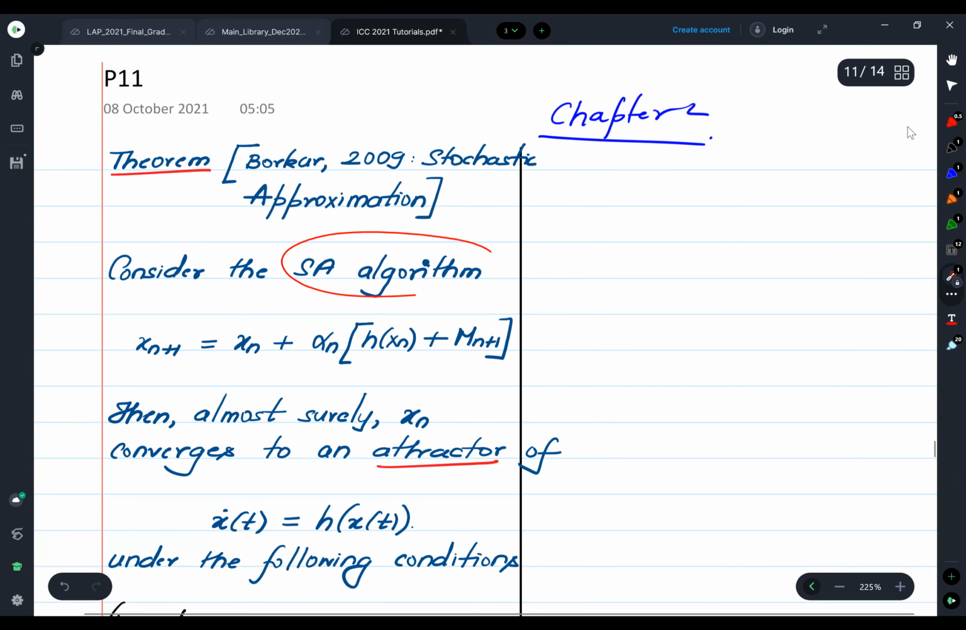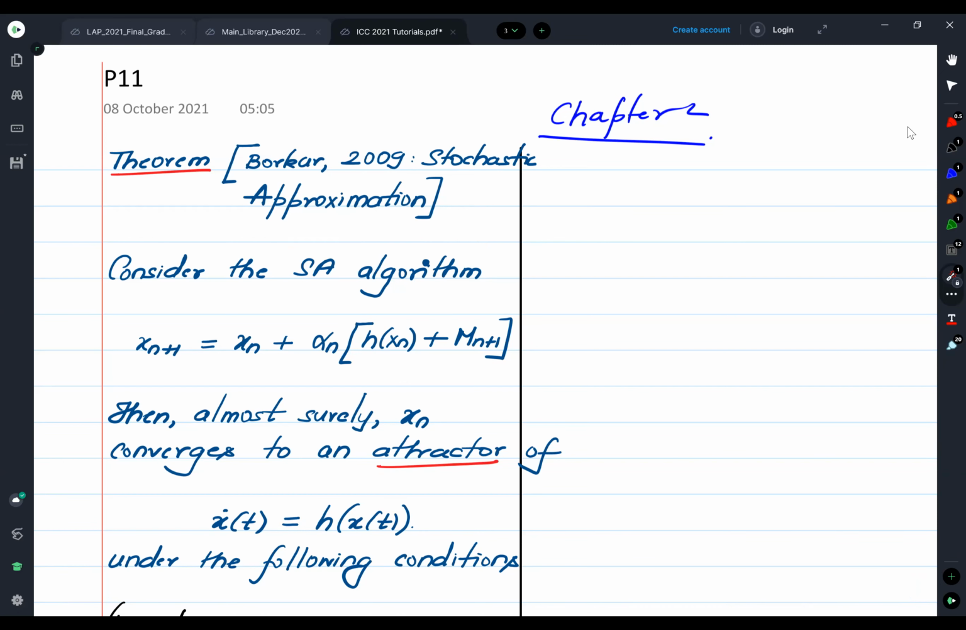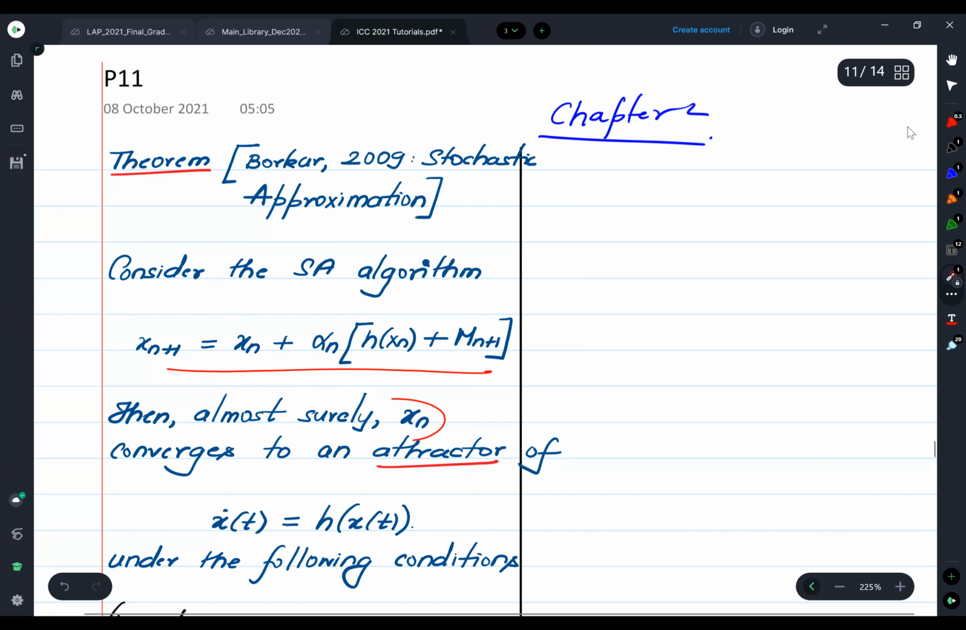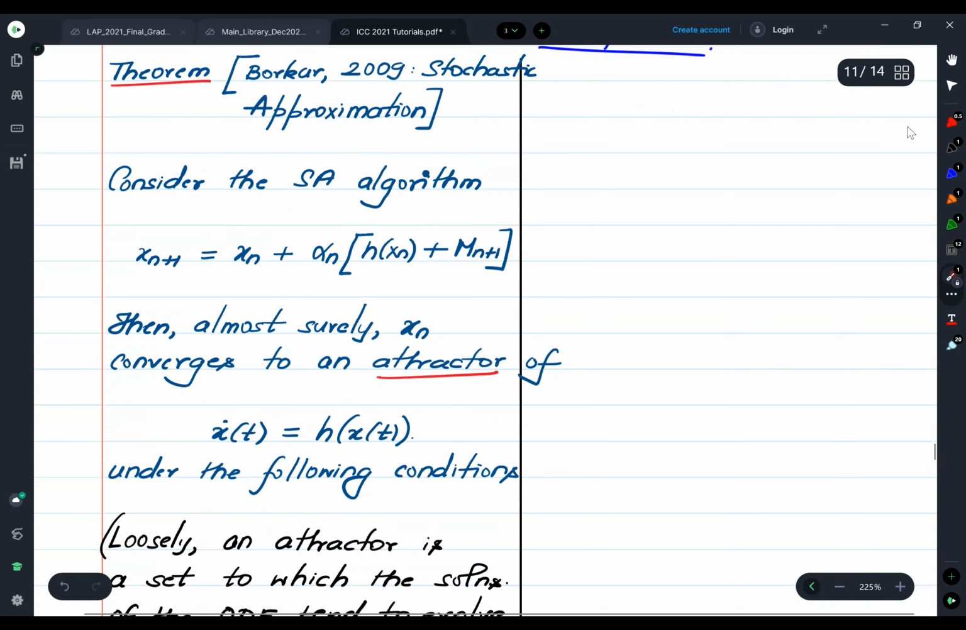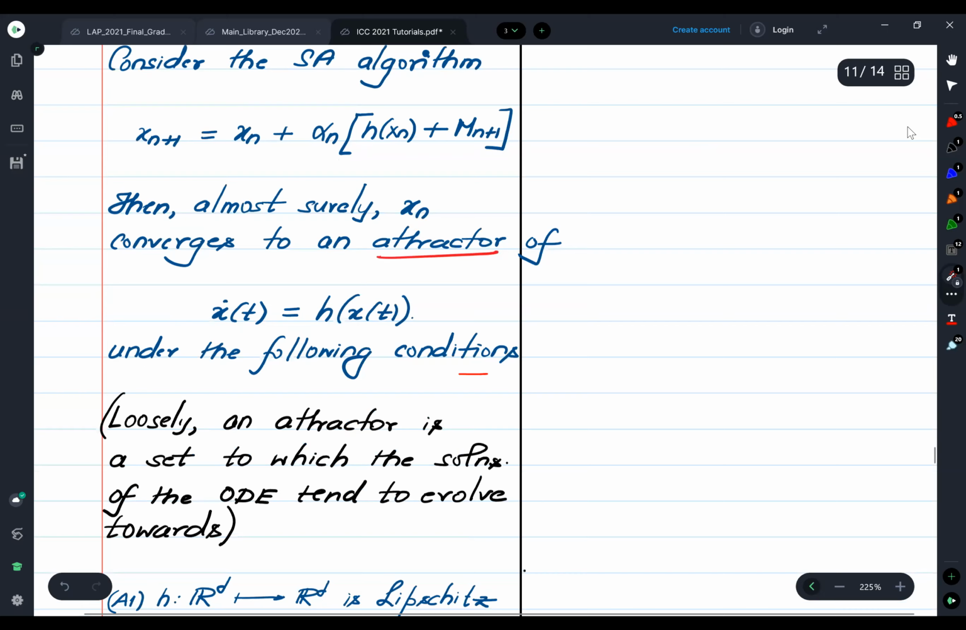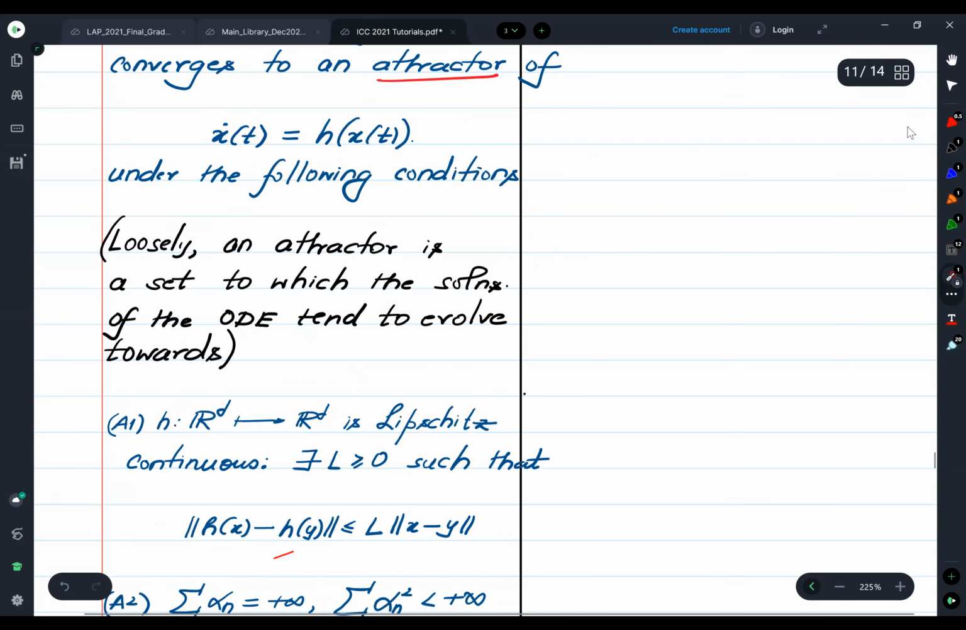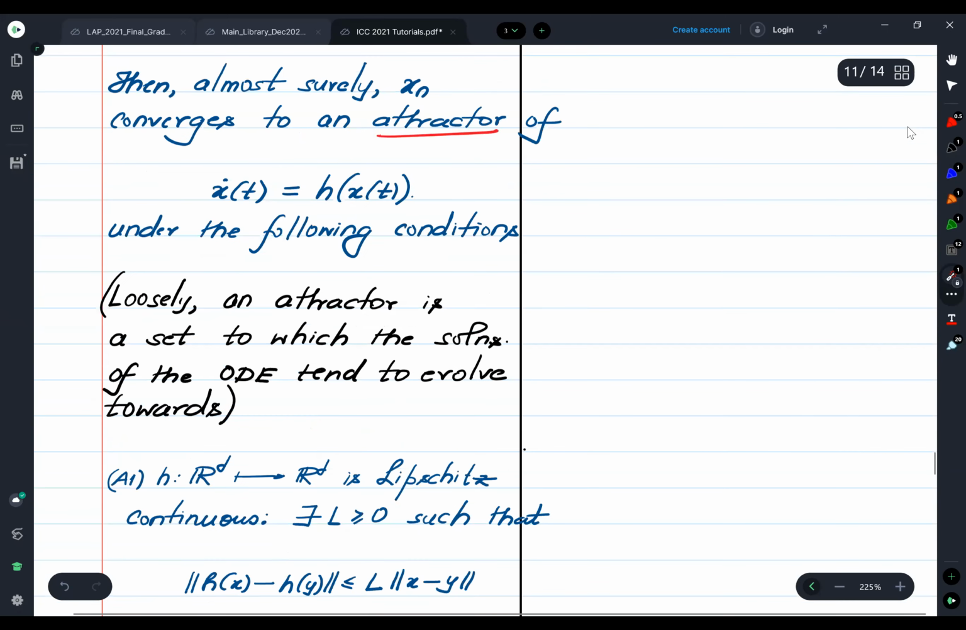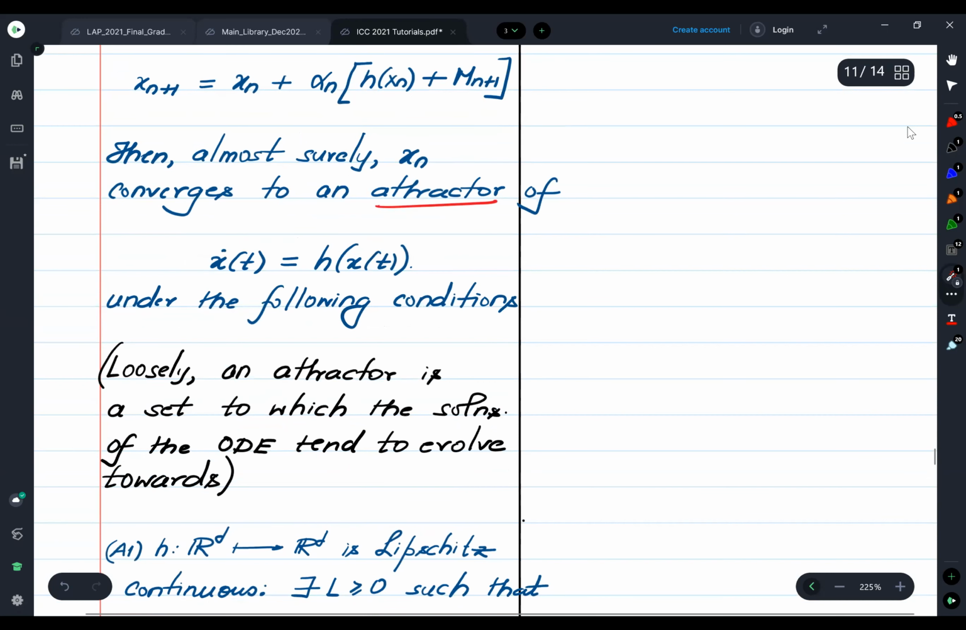Let us say you have a stochastic approximation algorithm of the following kind. Then the theorem says that almost surely the iterates of this algorithm converge to an attractor of this limiting ODE under the following conditions. So these are the different conditions. I'll come to that.